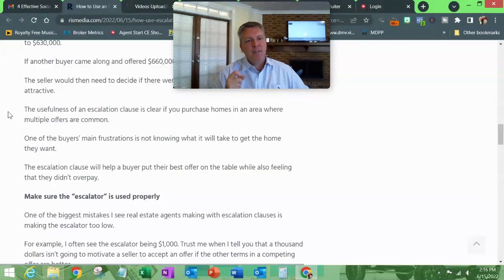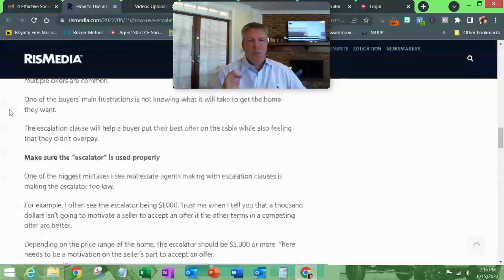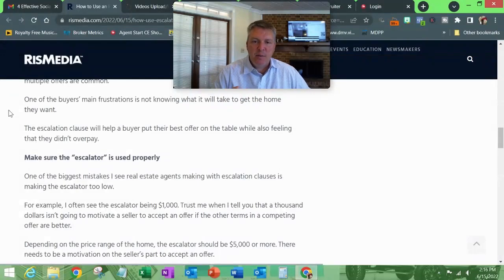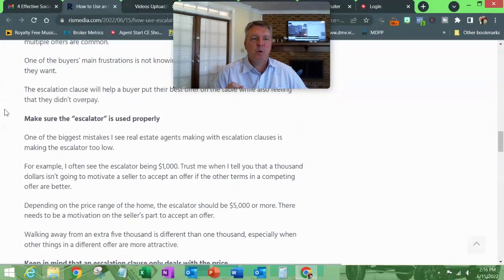The usefulness of an escalation clause is clear if you purchase homes in an area where multiple offers are common. One of the buyer's main frustrations is not knowing what it will take to get the home they want. The escalation clause will help a buyer put their best offer on the table while also feeling that they didn't necessarily overpay for the property. So make sure the escalator is used properly. One of the biggest mistakes I've seen real estate agents making with escalation clauses is making the escalator too low.